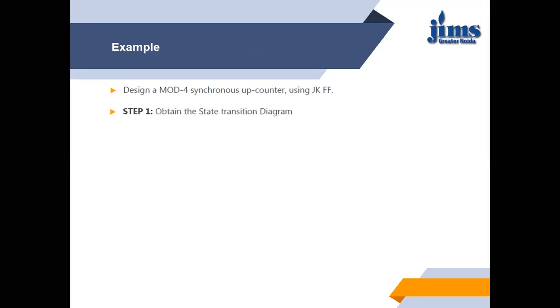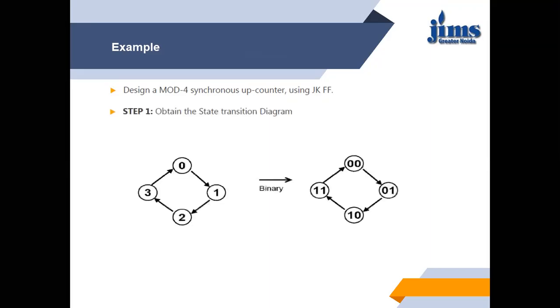So first obtain the state diagram. So here is your state diagram. It will count 4 states: 0, then 1, then 2, then 3, and after 3 it will go to 0. On the right hand side, I have noted the states with the binary equivalent: 00, 01, 10, 11, and after 11, it will go to 00. This is known as the state diagram.